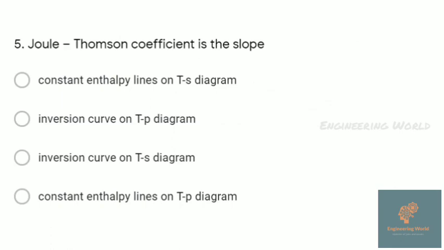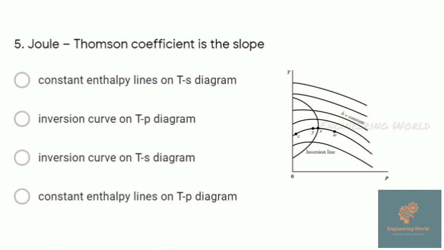Okay, then the Joule Thomson coefficient is the slope of... Here I will show the temperature pressure diagram. This is a temperature pressure diagram, and these are the constant enthalpy lines, and the slope of these enthalpy lines is the Joule Thomson coefficient. So the correct answer is that the Joule Thomson coefficient is the slope of constant enthalpy lines on the TP diagram, that is, answer D.